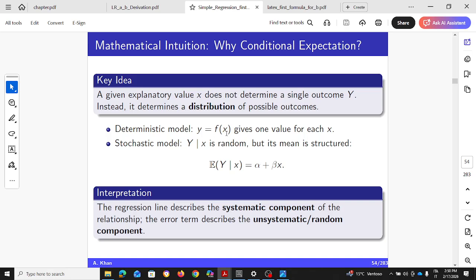Before this, we were dealing with it as a deterministic model. We said we have a function which gives us a value depending on x. But now we are in the stochastic model. We say the outcome, the dependent variable, depends on a random x. And that's why we take the expectation. Clear?